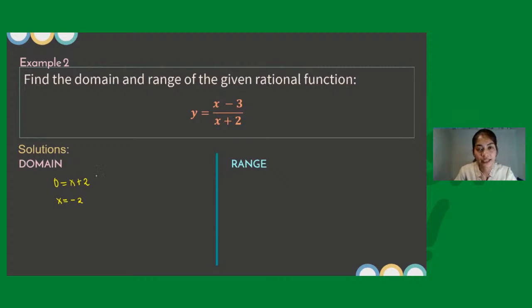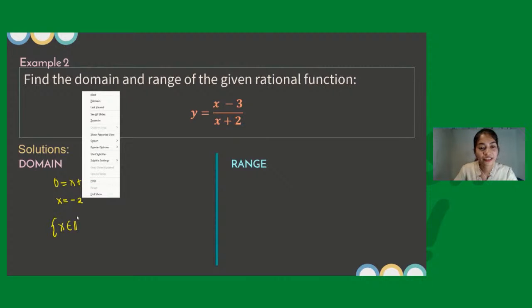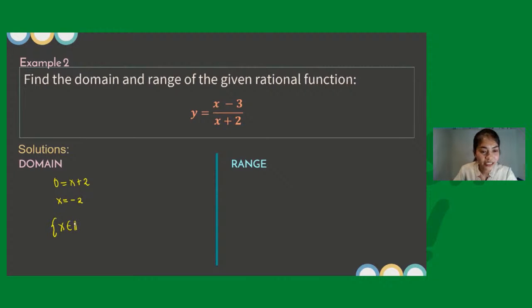So tinranspose lang natin yung 2 on the other side. Therefore, we can write the domain as set of all values of x, element of the real number system.